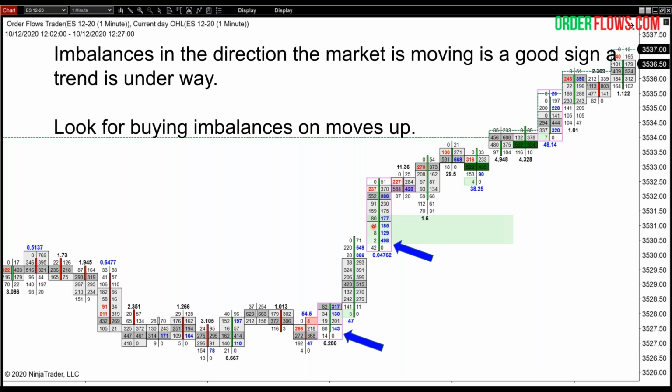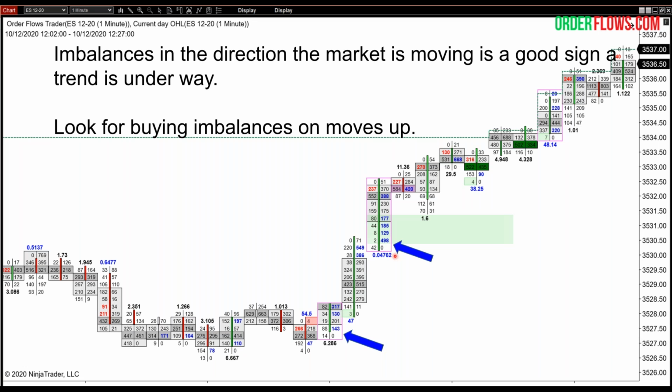Any volume traded on the bid is aggressive selling. But in the two-way auction, for example, down here at the bottom, we got 14 against 143. In the two-way auction, that's an imbalance, okay? 88 against 201 is not considered an imbalance because it's not at least 4-to-1. Again, if I was using 2-to-1, that would be an imbalance, but I'm using 4-to-1.